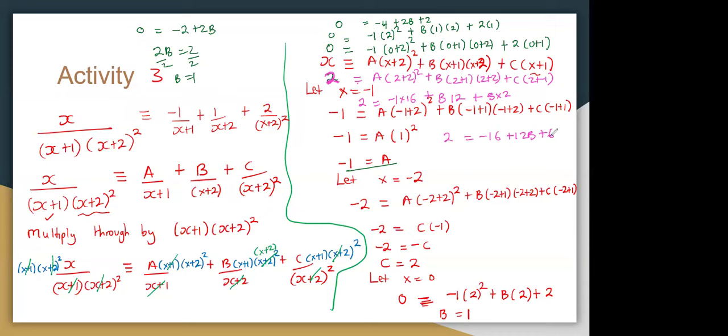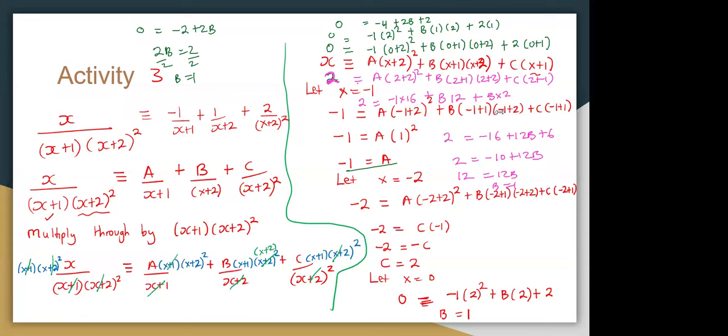What do you have? -16 plus 6 will give you negative what? -10 plus 12b. This side is equal to 2. When you take -10 to this side, you have 12 is equal to 12b. So your b is equal to 1. So there's no way you get a different answer. For whatever value you use, you have to get the same answer. So Brenda, check out the mistake you made. Even if you use 10.